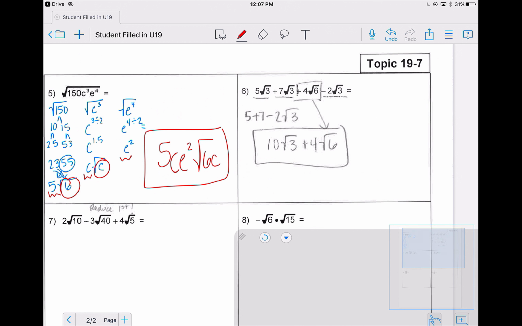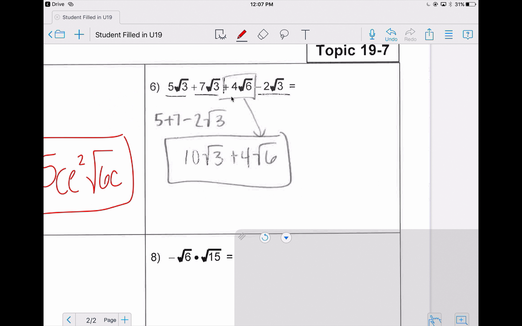Problem 6 has already been done for us. Remember, when we add or subtract, you have to simplify if at all possible. Square root of 3, square root of 3, square root of 6, and square root of 3 cannot be simplified. So once I've simplified if possible, I then combine my like terms.